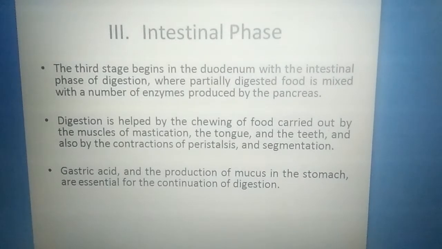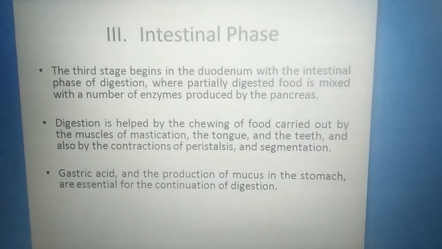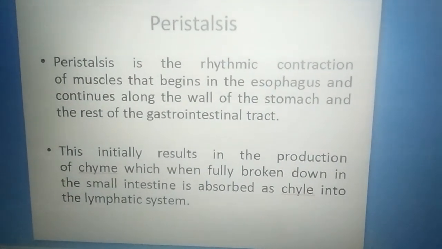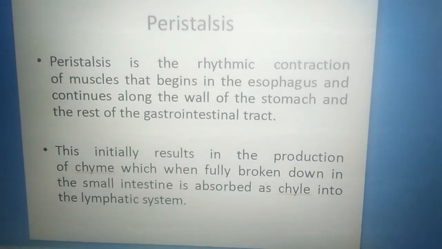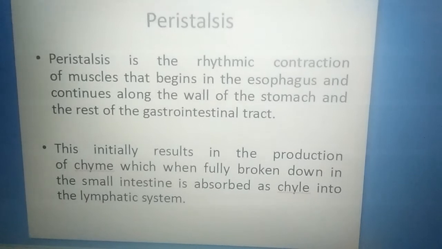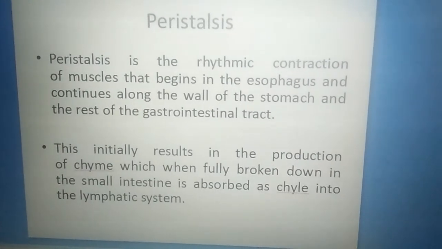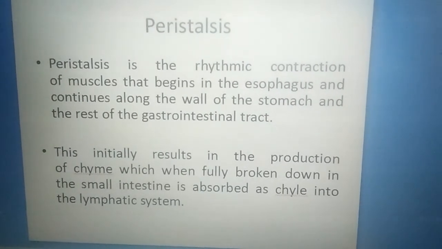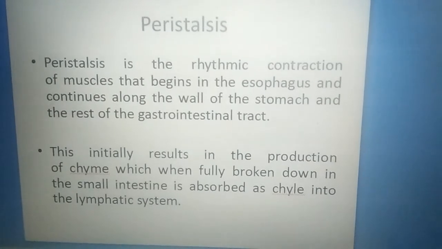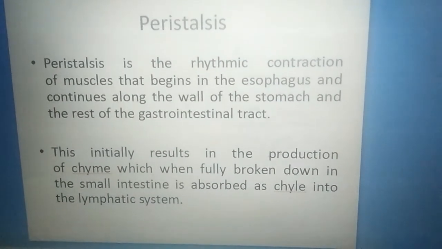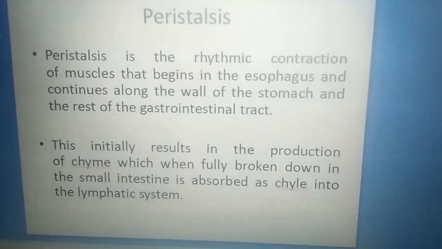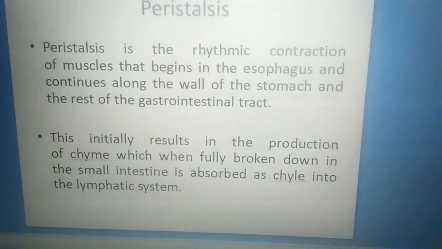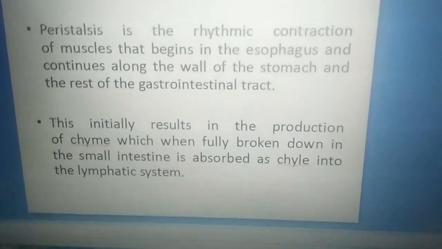Gastric acid and production of mucus in the stomach are essential for the continuation of digestion. Peristalsis is the rhythmic contraction of muscles that begins in the esophagus and continues along the wall of the stomach and the rest of the gastrointestinal tract. This initially results in the production of chyme, which when fully broken down in the small intestine is absorbed as chyle into the lymphatic system. Meaning, the food which we eat, when fully broken down, is absorbed as chyle into the lymphatic system.